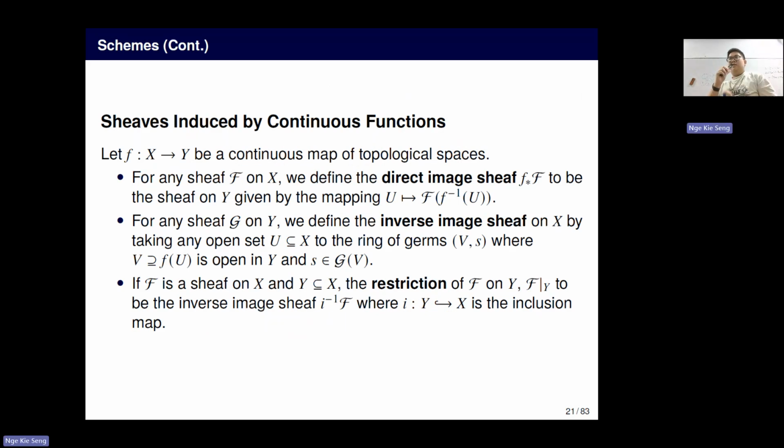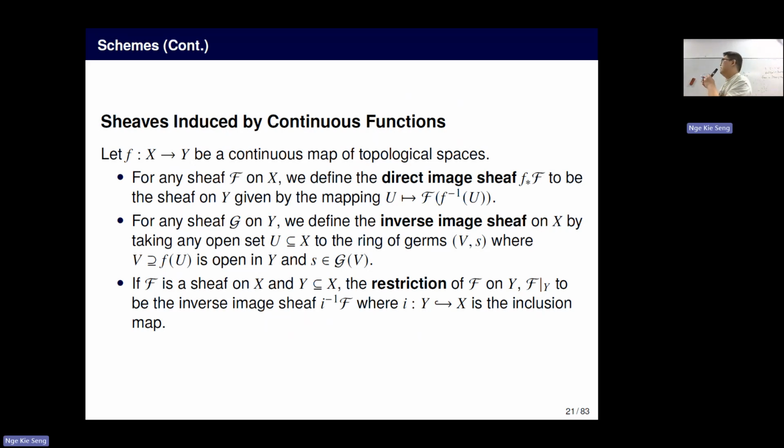Now, remember that presheaves are defined on topological spaces, and the morphisms of topological spaces are continuous functions. From there, we can try to define new presheaves from existing presheaves and continuous functions. For any sheaf or presheaf on X, we can define the direct image sheaf. If you have a sheaf on X, you can define a sheaf on Y by taking any open set U of Y, taking its preimage, which is open since the map is continuous, and then using the sheaf to map it to some ring. This is the direct image sheaf.